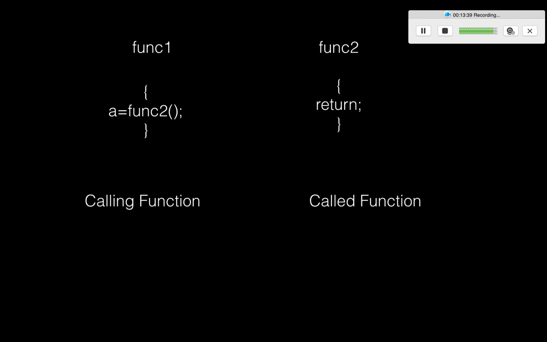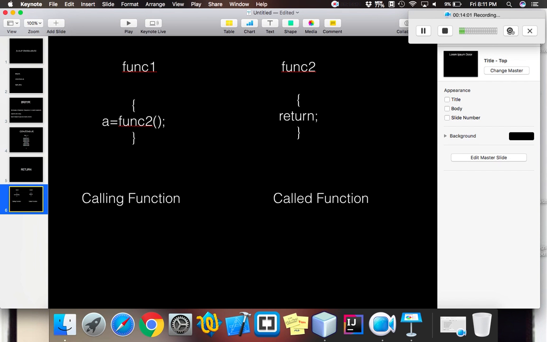So whenever I use return, it basically transfers the command from the called function to the calling function. So I've written return in func2. So now the command will directly transfer to func1. Okay, so it is used to transfer control from one method to another. Now I'll give you an example.